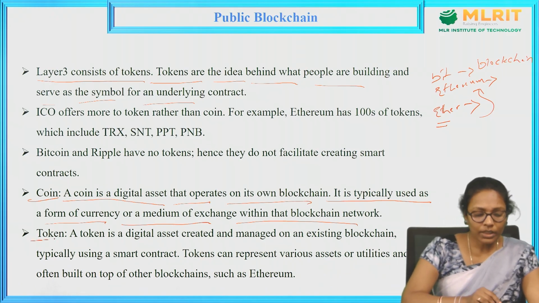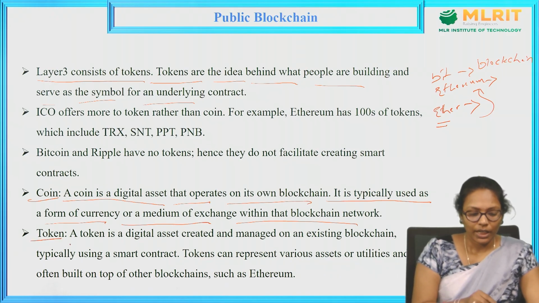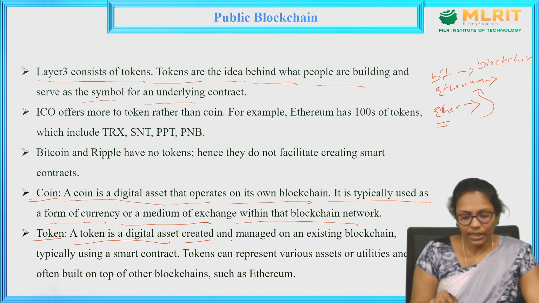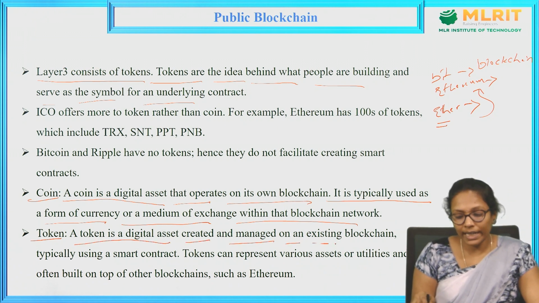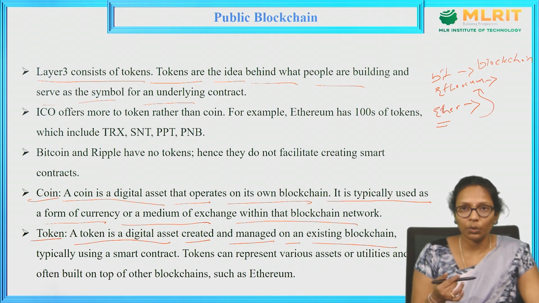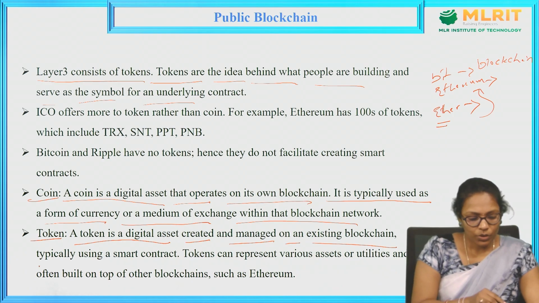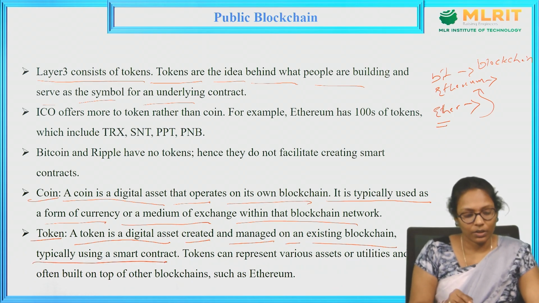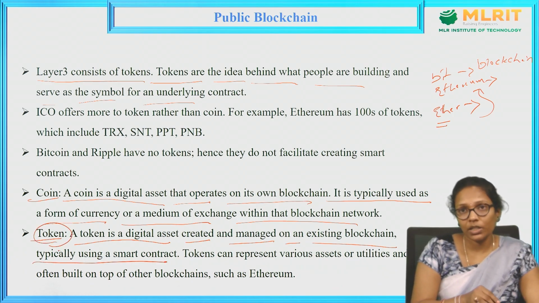Whereas a token is not a cryptocurrency. A token is a digital asset created and managed on an existing blockchain. So we already have an existing blockchain, and using that blockchain you create a token. It is simply a digital asset, but it's not a cryptocurrency. To create or maintain a token, typically we need a smart contract.